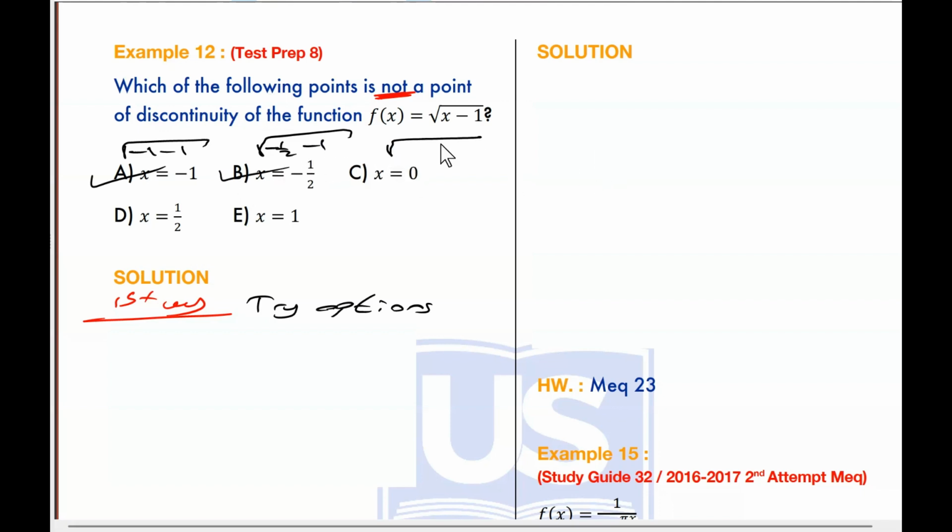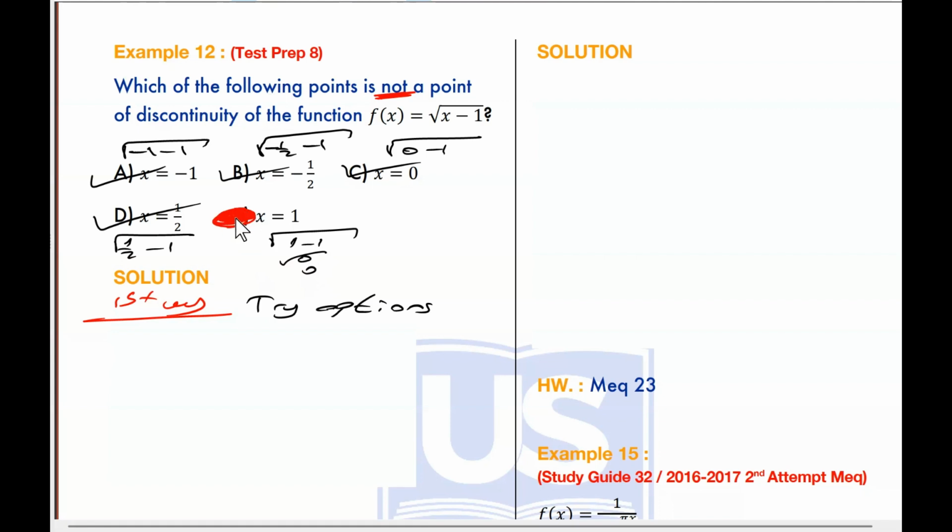Option C, when you try 0, 0 minus 1, minus 1 under root, it's also a point of discontinuity. Option D, 1 over 2 minus 1, minus 1 over 2 under root. It's also a point of discontinuity. X equals 1. 1 minus 1, 0 under root. No problem at all. So 0 is defined under root.